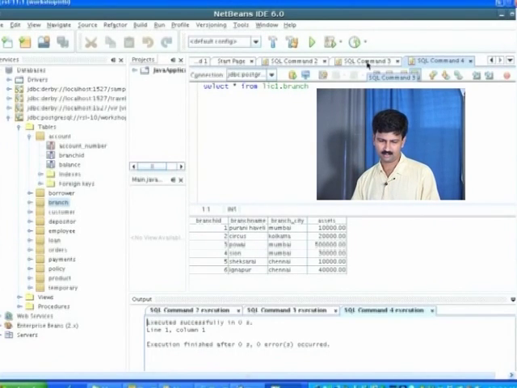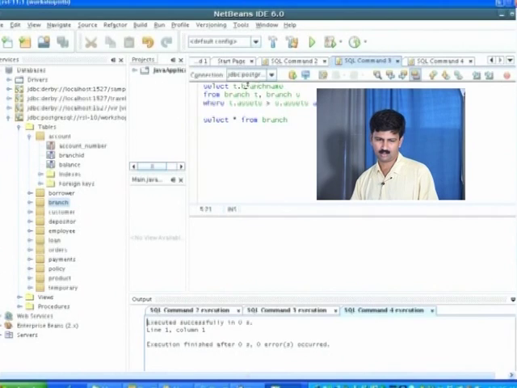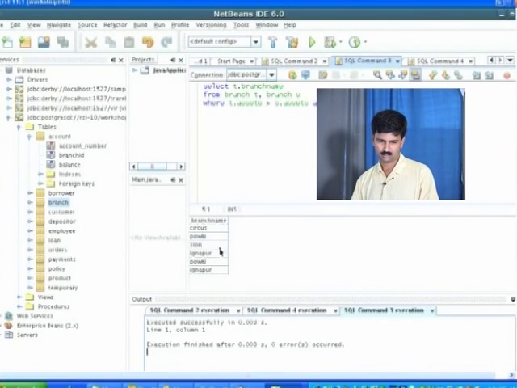Now that is 20,000. Well, even then everything will have something in there. So all of them will appear. I didn't do the distinct, which is why you saw the repetition. So Powai comes twice, Ignapur comes twice. So if I did a distinct, okay, so all these branches.